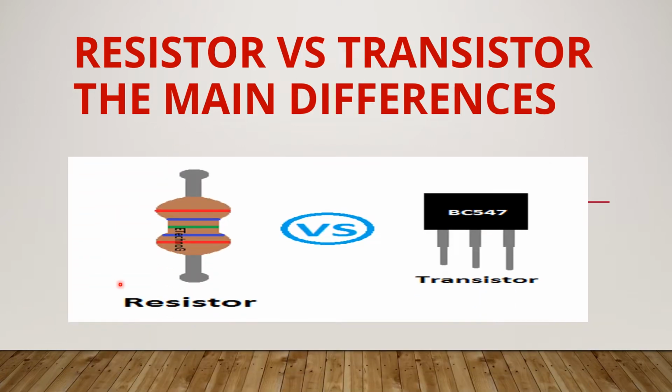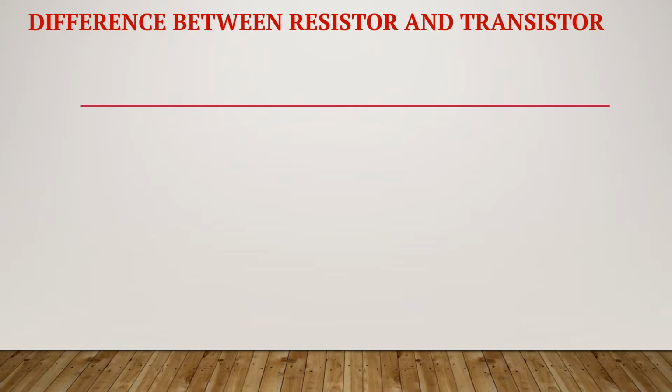Now let's see, this is the physical appearance of resistor and this is the physical appearance of transistor. Resistor is having two terminals and transistor is having three terminals. We call these three terminals as emitter, base and collector. Now let's see the difference between the resistor and transistor.